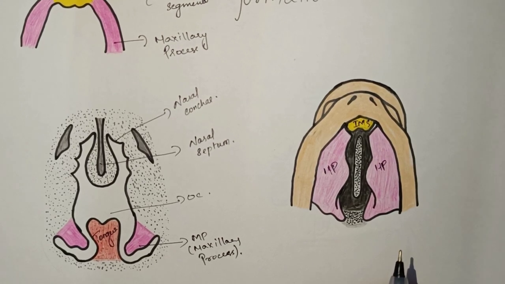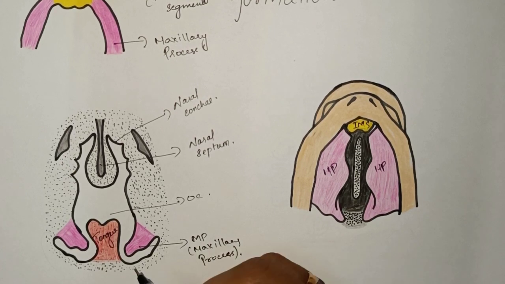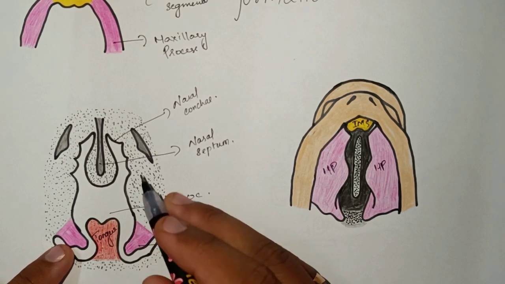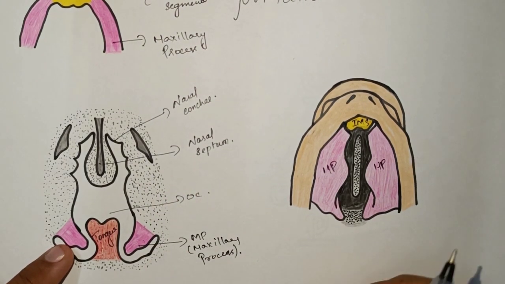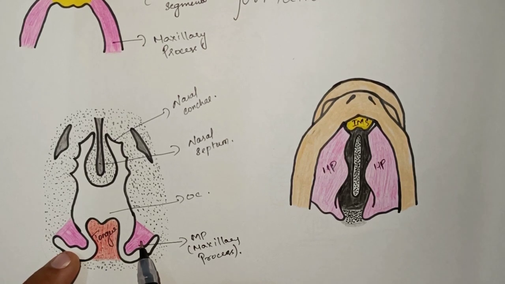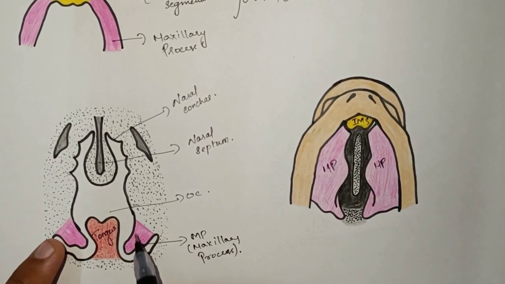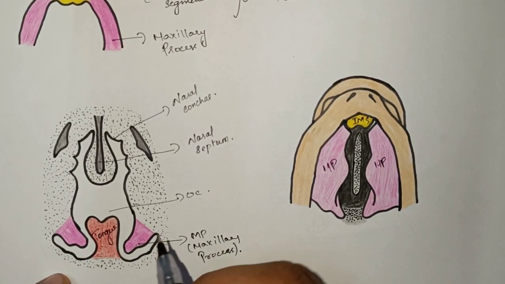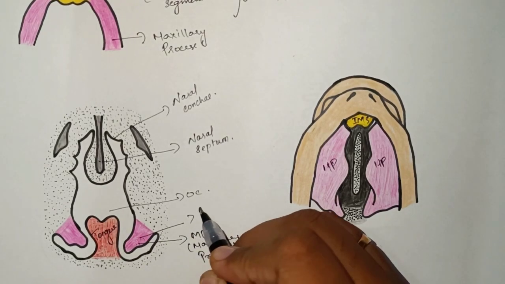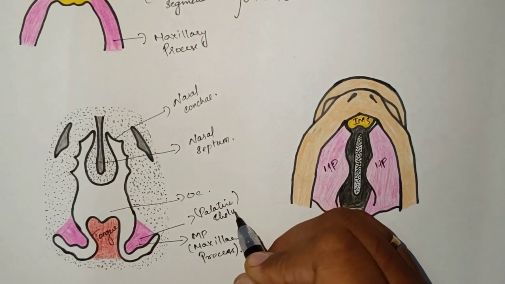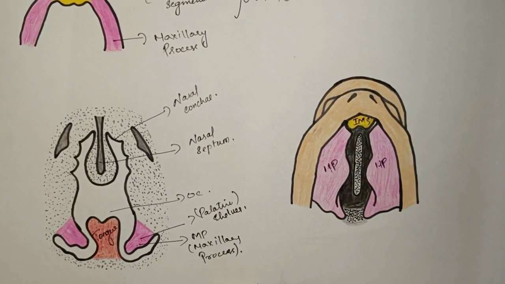Before that, the main part of the definitive palate is formed by two shelf-like outgrowths from the maxillary prominence, right? These are the two maxillary processes which give the two shelf-like outgrowths. It is also called the palatine shelves. Let me mark the palatine shelf first. This is your palatine shelf, the outgrowth from the maxillary process, and the name is palatine shelves.